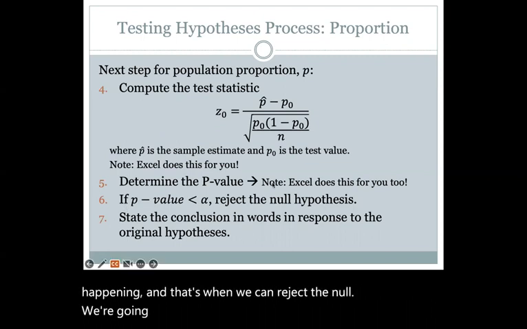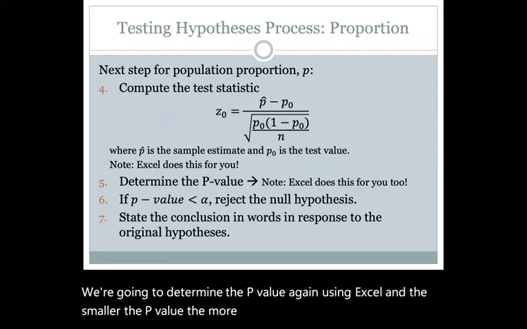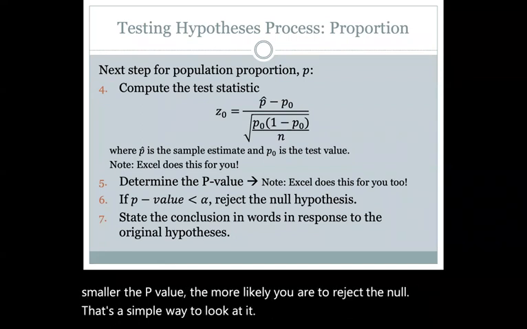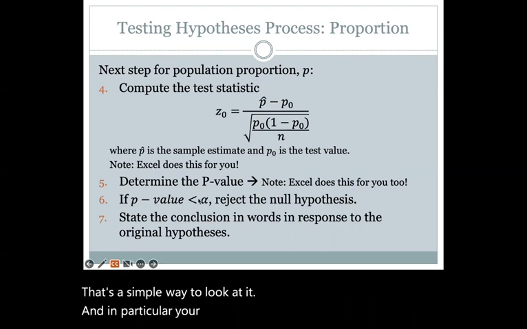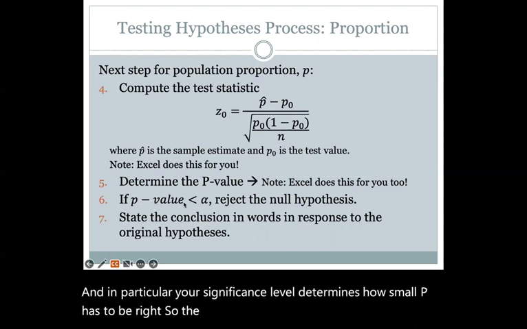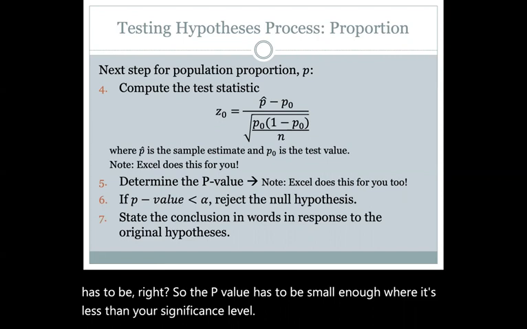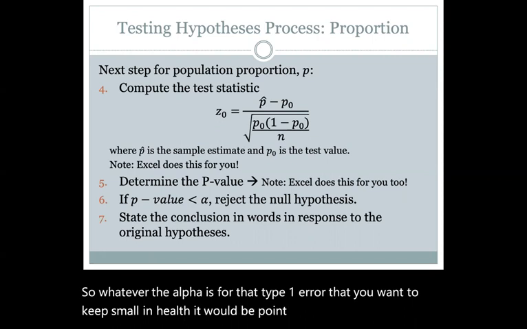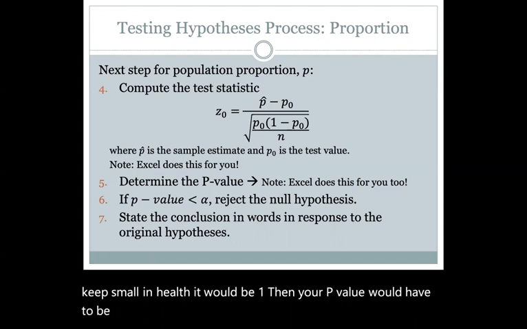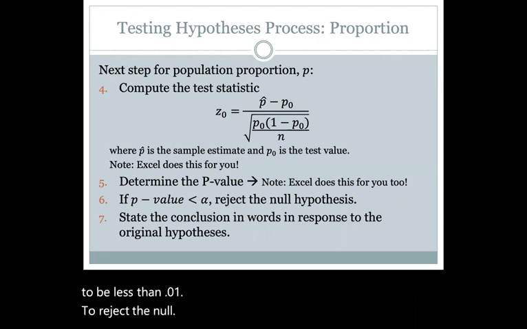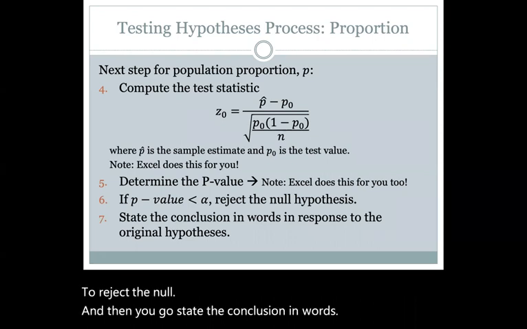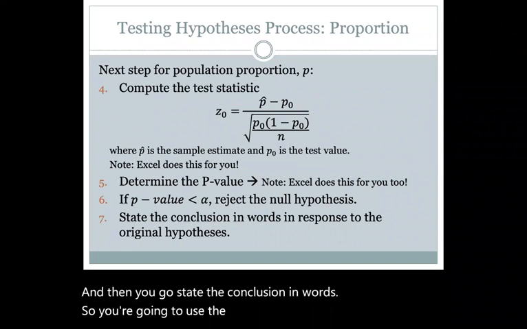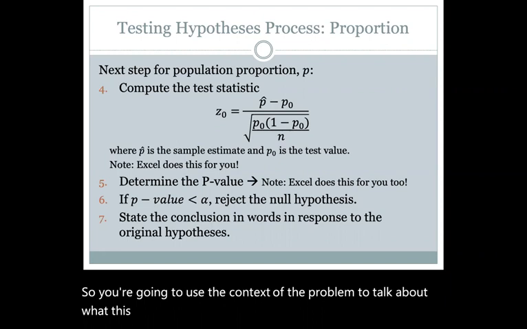We're going to determine the p-value again using Excel, and the smaller the p-value, the more likely you are to reject the null. That's a simple way to look at it. And in particular, your significance level determines how small p has to be, right? So the p-value has to be small enough where it's less than your significance level. So whatever the alpha is for that type 1 error that you want to keep small, in health it would be 0.01, then your p-value would have to be less than 0.01 to reject the null. And then you're going to state the conclusion in words. So you're going to use the context of the problem to talk about what this means in the realistic real-world context.